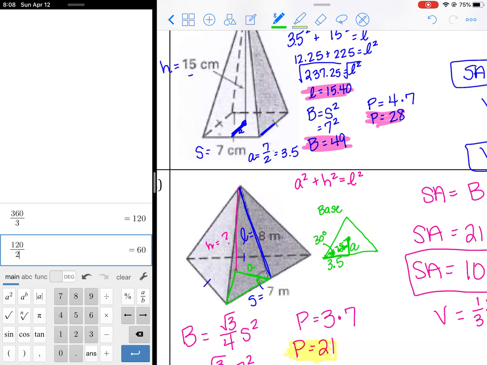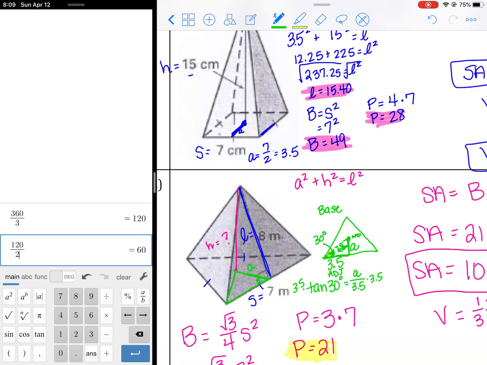What I'm trying to find is the apothem. So I'm going to use a trig ratio here to figure out the value of the apothem A. So based on the 30-degree angle, if I choose this 30-degree angle, the A is opposite and the 3.5 is adjacent. So that tells me opposite and adjacent, I need to use tangent. That's the SOHCAHTOA. So tangent of 30 degrees is going to equal the opposite, A, over the adjacent, 3.5. So to get A by itself, I need to multiply both sides by 3.5.